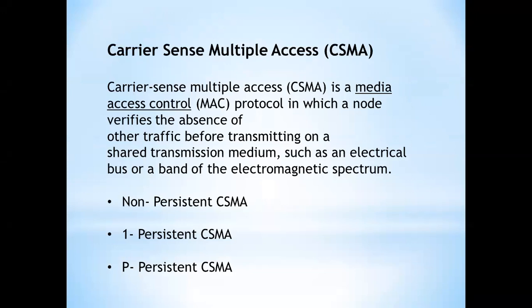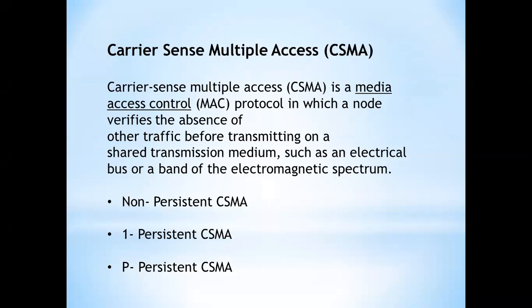Next point is carrier sense multiple access, that is CSMA. The CSMA protocol operates on the principle of carrier sensing. In this protocol, a station listens to see the presence of transmission carrier on the cable and decides to act accordingly. There are the CSMA types.